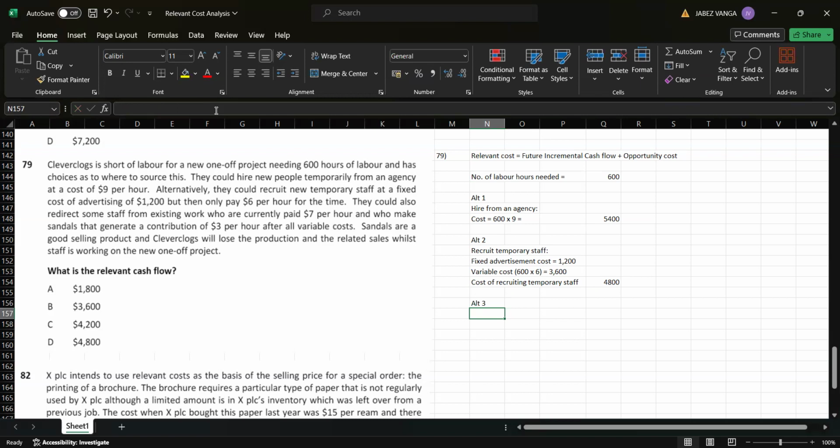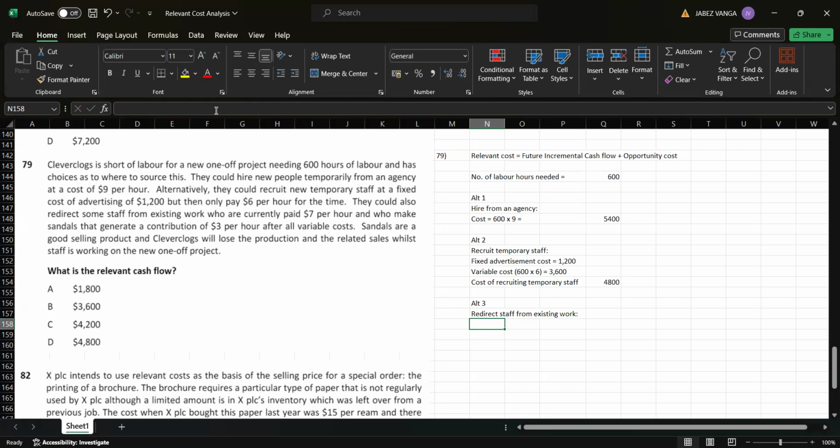Alternative 3 says they could also redirect some staff. Redirect staff from existing work. See, when they redirect staff from existing work, they are paid at the rate of $7 per hour. Then here in this case, there is a future incremental cash flow, which is $7 per hour. There is also opportunity cost. That opportunity cost is they will have to forego $3 per hour.